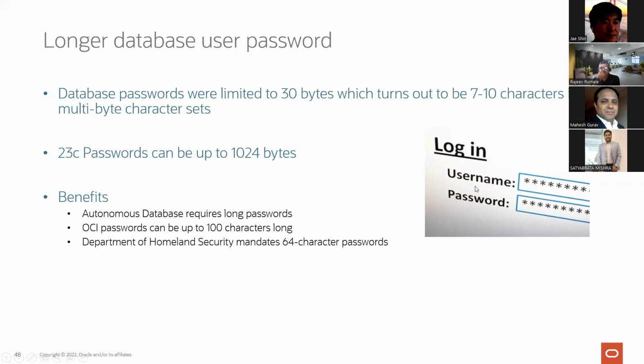Okay, so the benefits are: autonomous databases require a longer password. OCI passwords can be up to 100 characters long now. And if you are using any US government kind of thing, most of the other governments also follow this, they require a 64 character password. So that is where it is helpful. If you are using existing clients, they need to be patched to support this. That is one part.